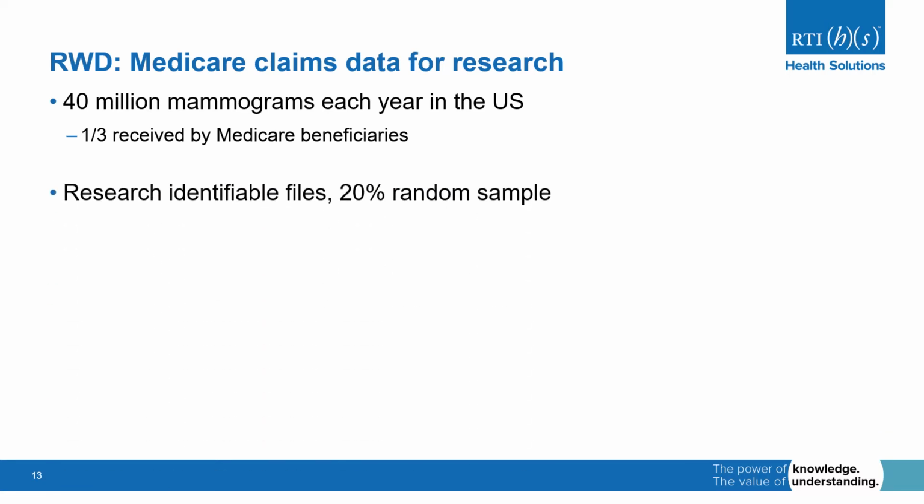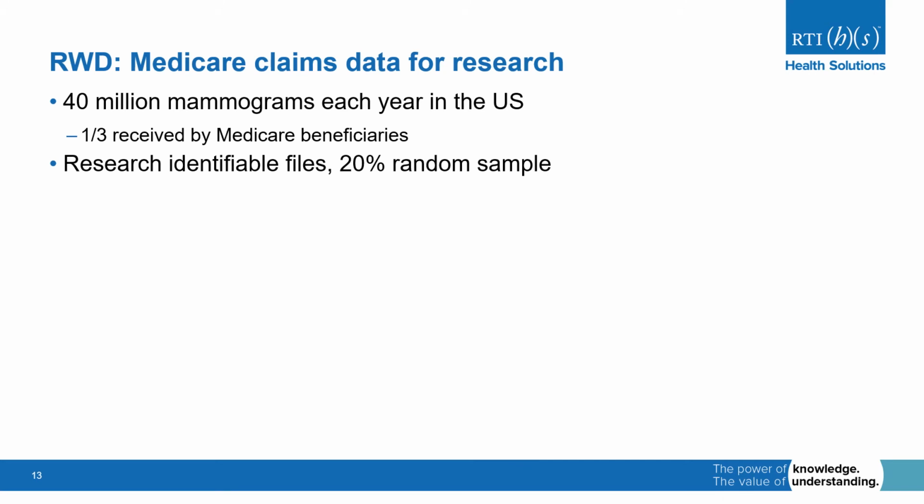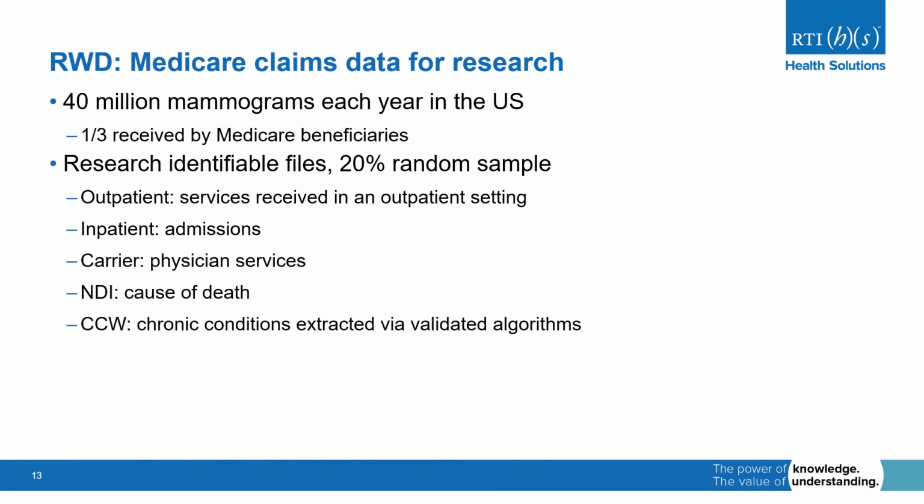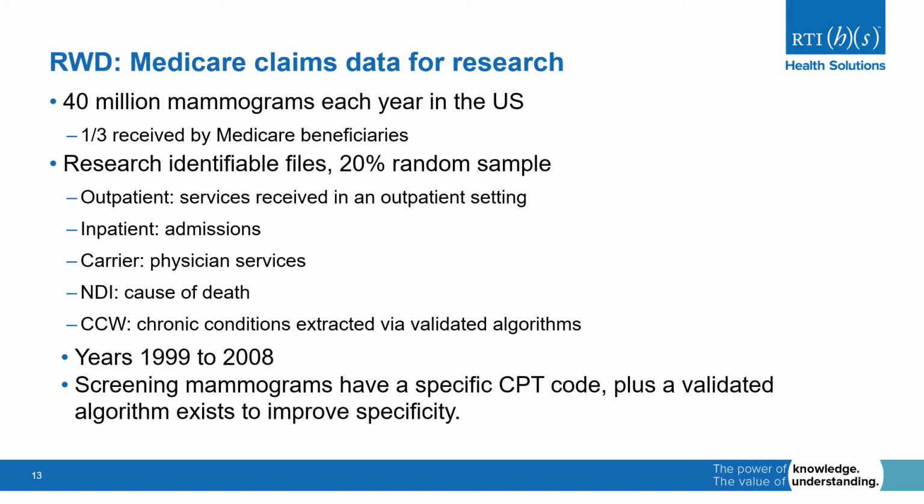In this study, we use the research identifiable files, a 20% random sample of Medicare that contain services received in an outpatient setting, though admissions, physician services, the cause of death, and it also contains some chronic conditions that are extracted with algorithms. We use the years 1999 to 2008. For this study, the advantage is that screening mammograms have a specific code and an algorithm exists that improves the specificity for identification of screening mammogram in Medicare claims.